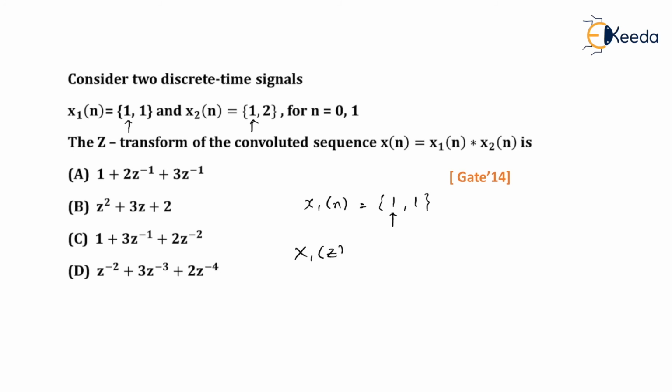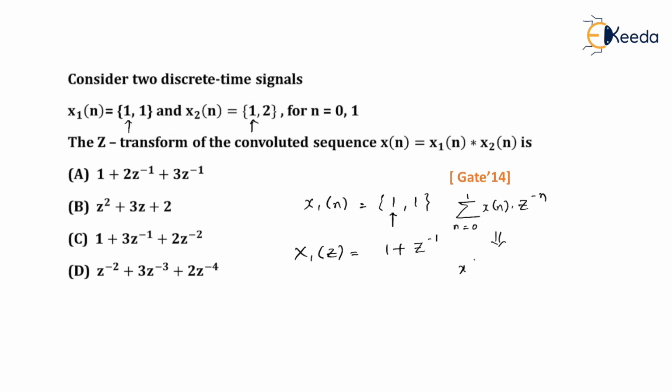I can write X1(z) directly. It is 1 plus z inverse. Am I right? How do we get that? We know that since there are only two symbols, it will be the sum from n equal to 0 to 1 of x(n) z to the power minus n.